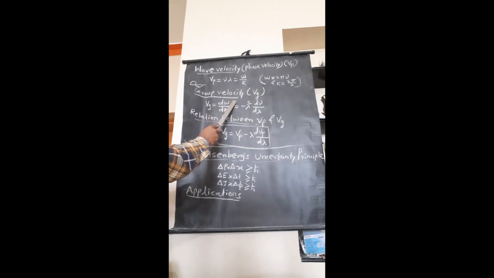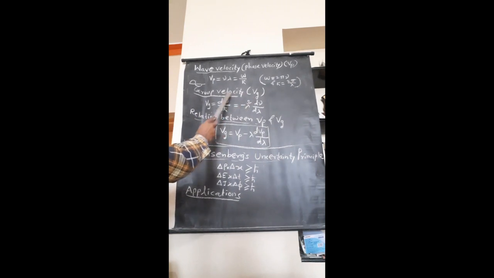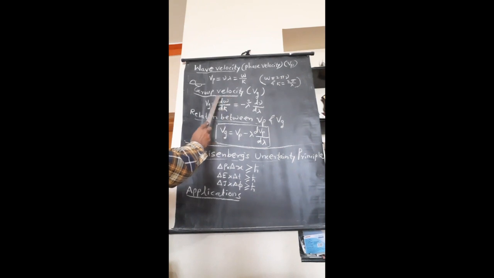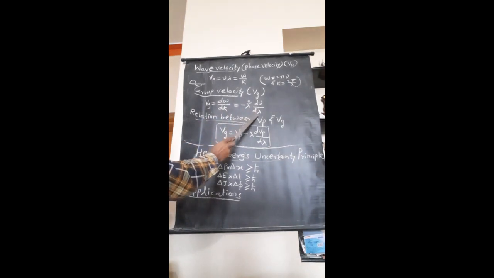Next is group velocity Vg. It is the velocity with which the energy in the group is transmitted. Vg is equal to d omega by dk is equal to minus lambda square d nu by d lambda.